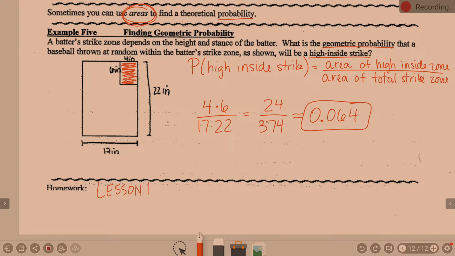Okay, your homework, of course, is on Math Excel. Lesson 11.2 in Math Excel.